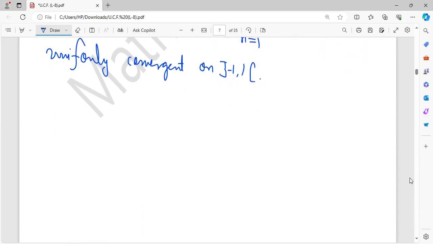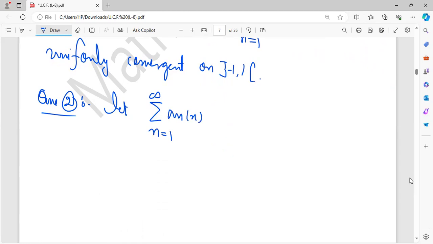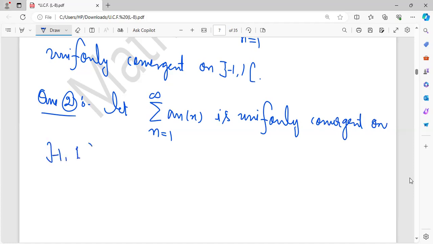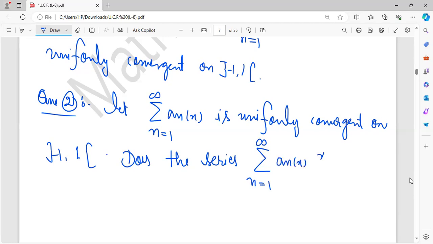Now we are seeing the second question. Question number 2. I am writing again. Let this series, sum n goes from 1 to infinity a_n x^n, be uniformly convergent on -1 to 1. Does the series sum n goes from 1 to infinity a_n x^n/(1 + x^{2n}) converge uniformly on this interval?